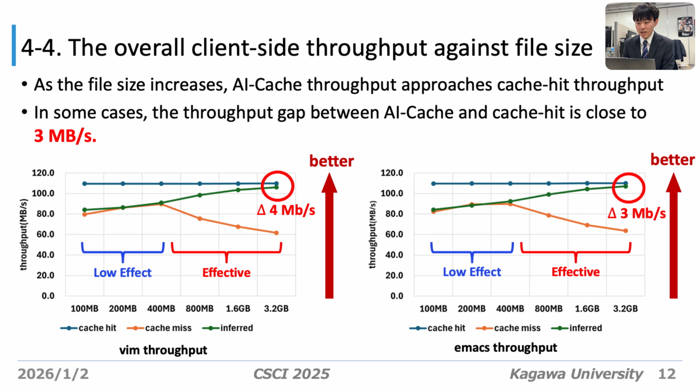Where AI cache is used, the throughput for 100 MB file is like that of the cache miss. However, as the file size increases, its throughput approaches the level of a cache hit. In the right figure, the Emacs result was similar to the left figure. In some cases, the throughput gap between AI cache and cache hit is close to 3 MB per second.